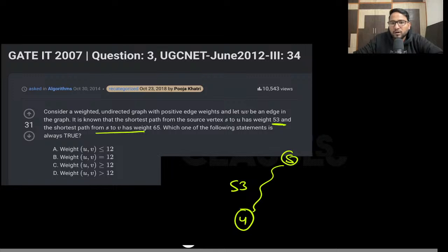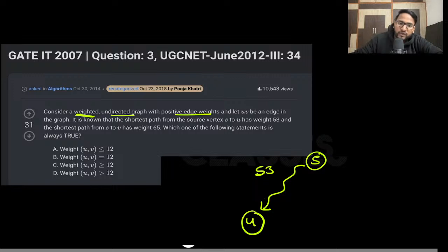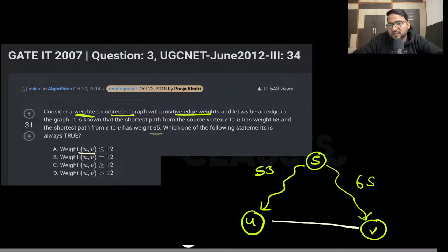So basically this is not about the BFS, by the way. This is a general question. Let me just tell you what they are saying. From S to U it is given to be 53, in a weighted undirected graph with positive edge weights. Now from S to V, maybe V is on the same way or maybe the other way, doesn't matter, the shortest is 65. Now they're asking about the weight of UV. UV is an edge in the graph.